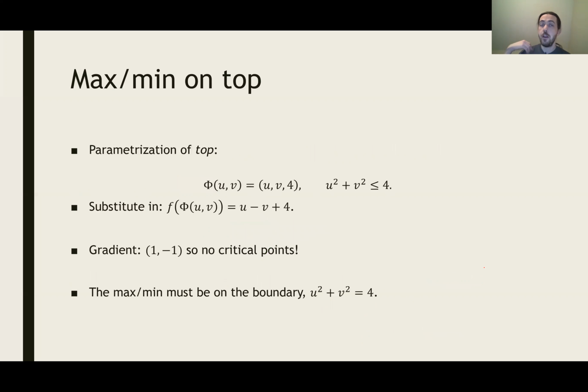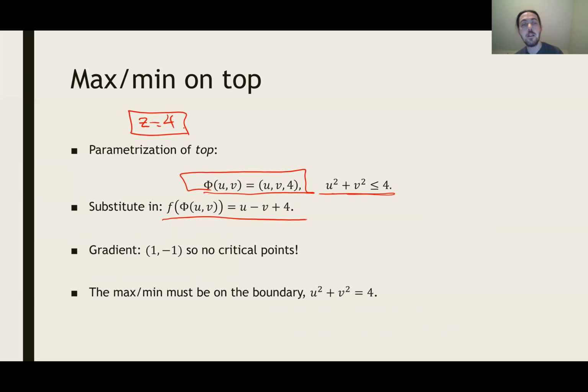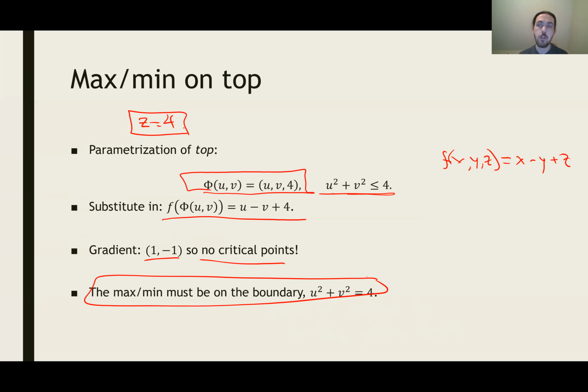So let's do that. The top part was z equals 4. So to parameterize that, here's a parameterization. Phi of uv is u comma v comma 4. And we were inside the circle of radius 2. So we've got u squared plus v squared is less than or equal to 4. We substitute in our function f of x, y, z was x minus y plus z. So if I plug in u comma v comma 4 into that function, I get u minus v plus 4. That's our new function. Here's its gradient, 1 comma negative 1. So there's no critical points in the top. And so the maximum or minimum must be on the boundary of the boundary for the top region.